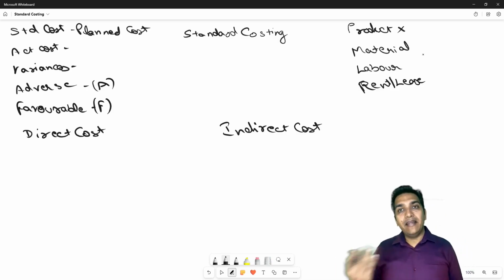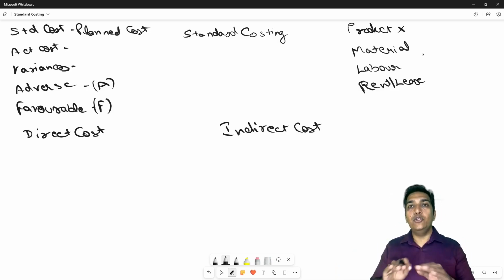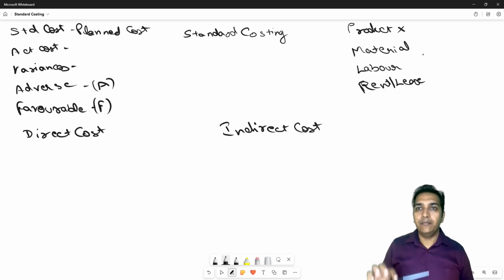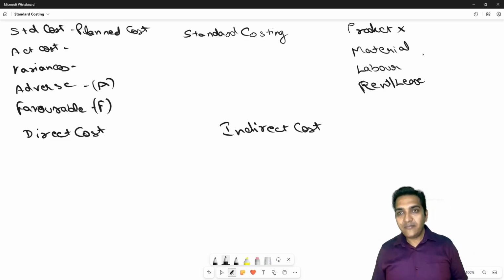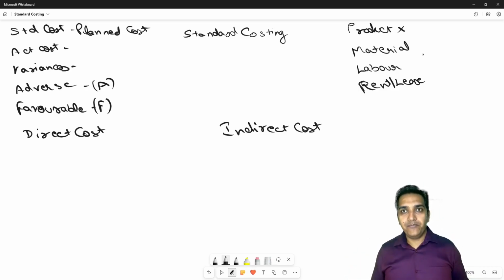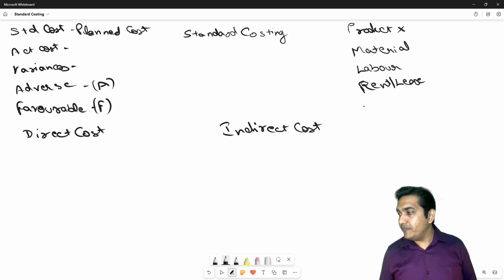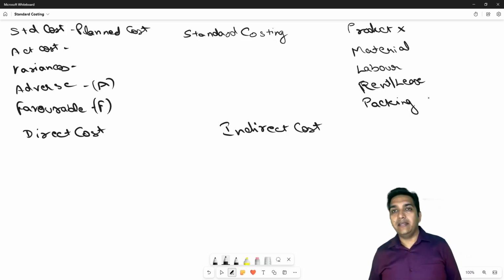And now I have manufactured product X. I also have to sell it, but to sell it I need to put it in a package. Say for example, this pen cannot be sold as it is. Before selling it, I need to put it in a box. So we will have packing expense.